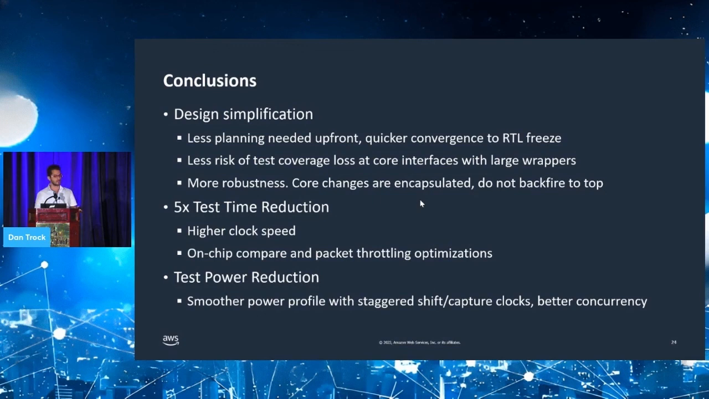From the test time reduction perspective, as I showed you, we have 5x or even more, and this is a result of higher clock speed, on-chip compare and packet throttling. And from the power perspective, we saw that staggered shift and capture clocks help make the power profile generated by our vectors milder and smoother, and we have better margins, and we can test more with less. So the concurrency of tests improves.